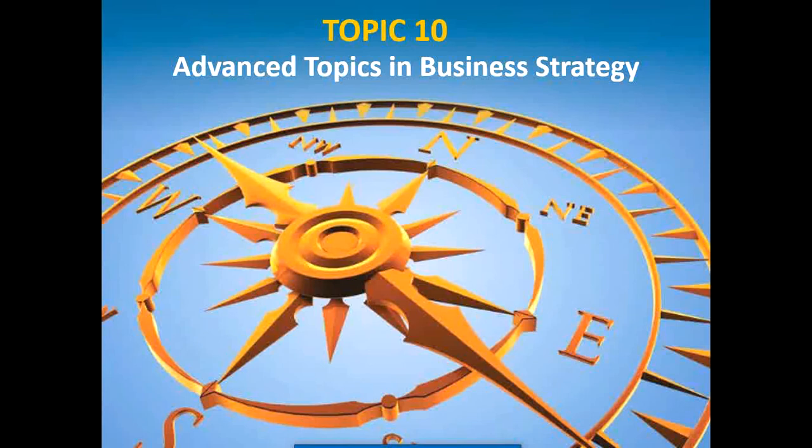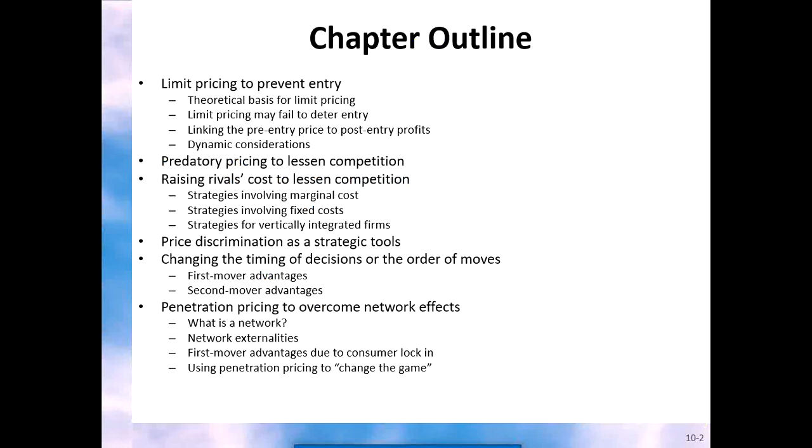So in order to prevent those competitors from entering this particular market, a manager would apply some strategies to prevent them or to reduce the number of competitors who want to enter the market. So today we are going to discuss some of these strategies, which are limit pricing to prevent entry, predatory pricing to lessen competition, raising rivals' costs to lessen the competition, price discrimination as a strategic tool, changing the timing of decisions or the order of moves, and penetration pricing to overcome network effects.